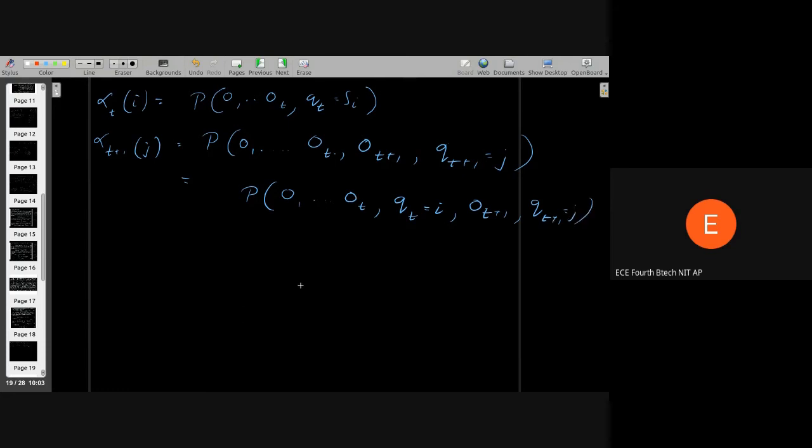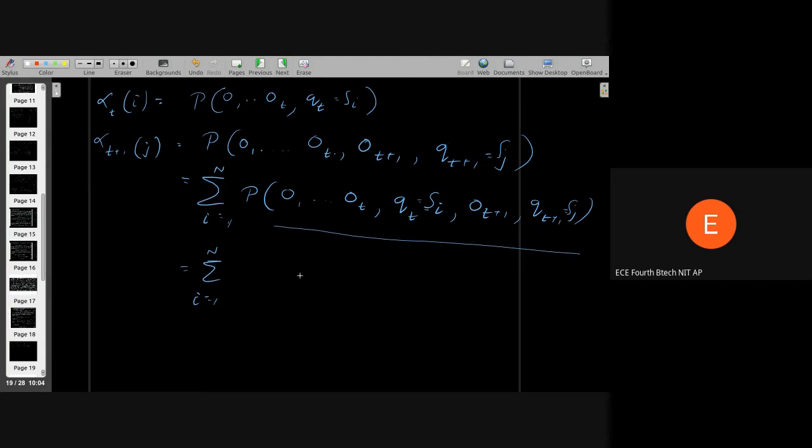Now if you look at this, it is a joint distribution having an extra variable, and this is like a marginal distribution where QT equal to I is removed. So if you sum this over I, where I is your number of states, QT equal to SI, there are n states. If I sum it over, I will get this. Now, how do I get this?